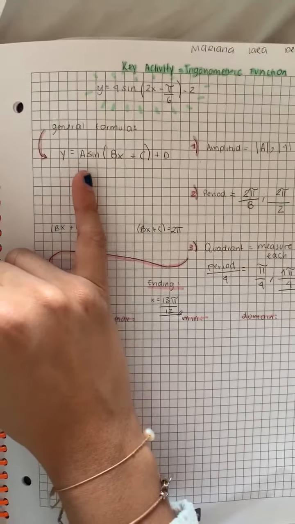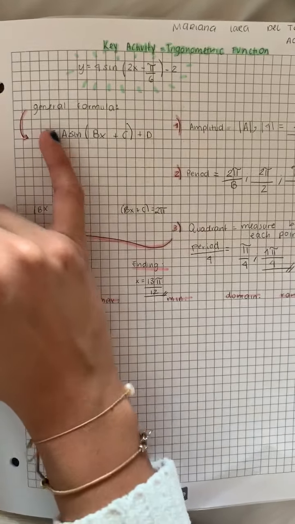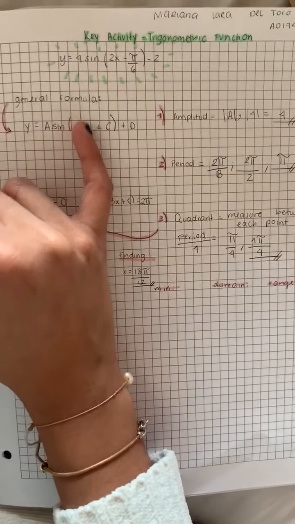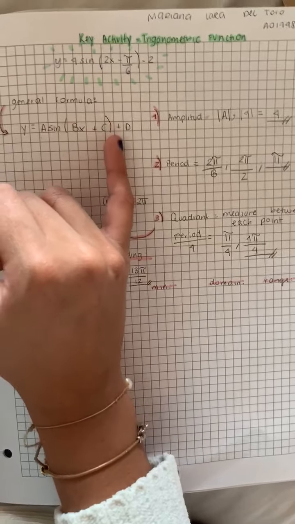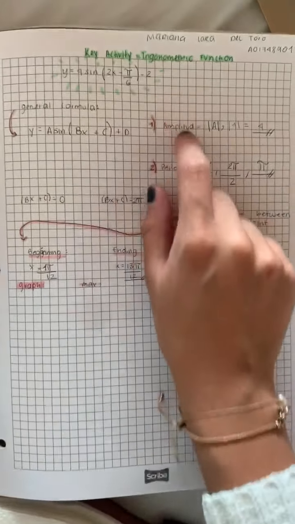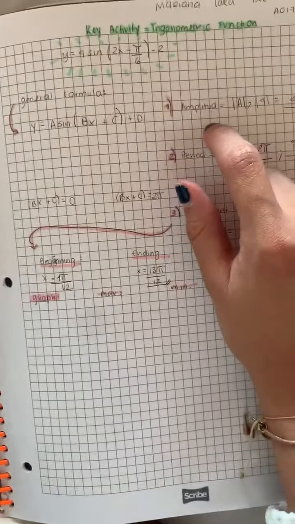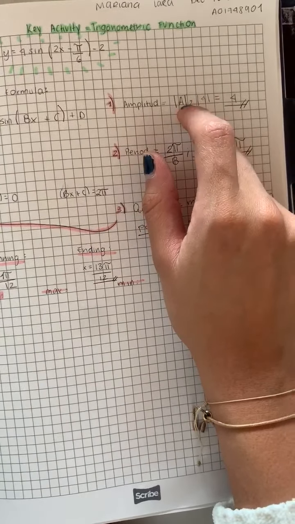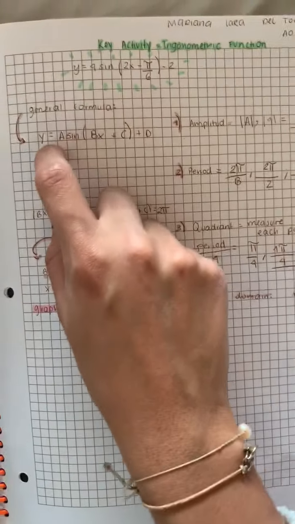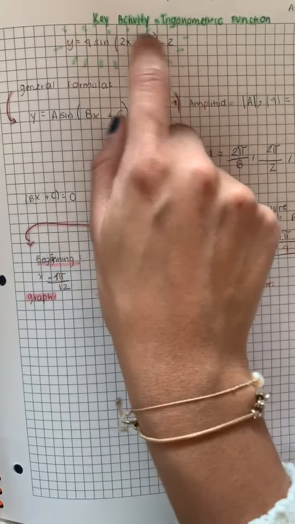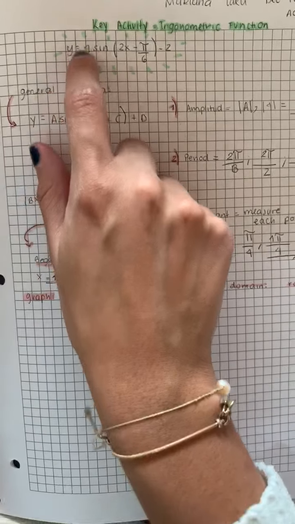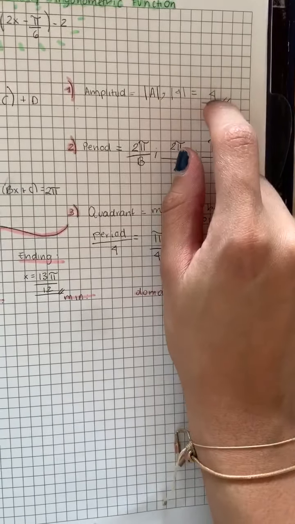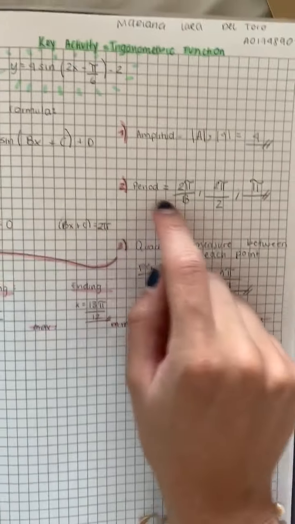The general formula of the trigonometric functions is y equals a sine parentheses bx plus c close parentheses plus d. So the first step is getting out the amplitude. The amplitude is always going to be the absolute value of a. So you go back and you check which number of your problem is a. So it's 4. So your result is going to be the absolute value of 4.